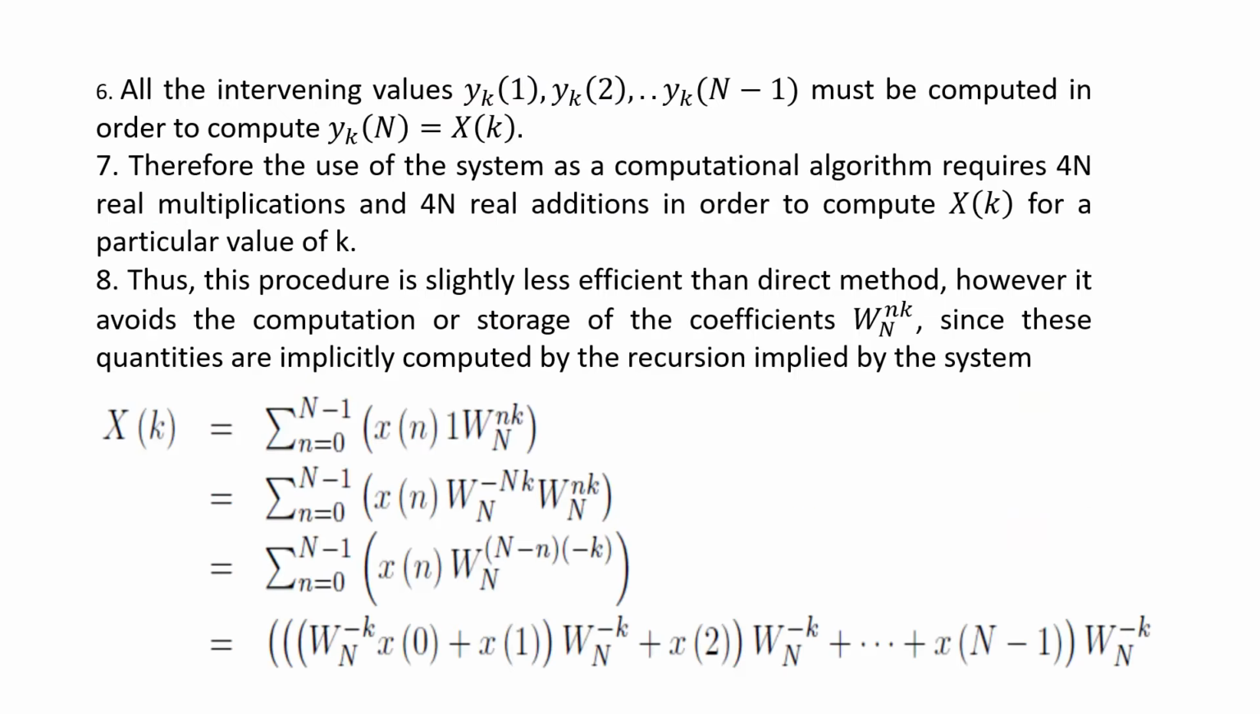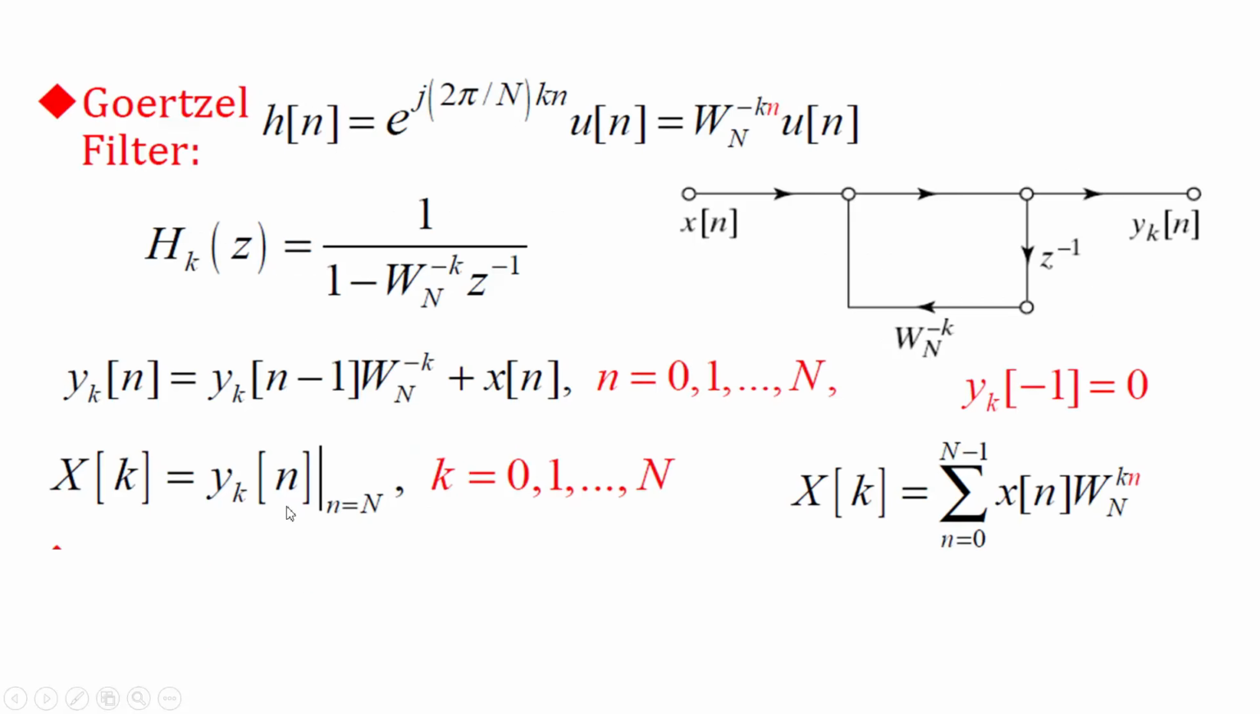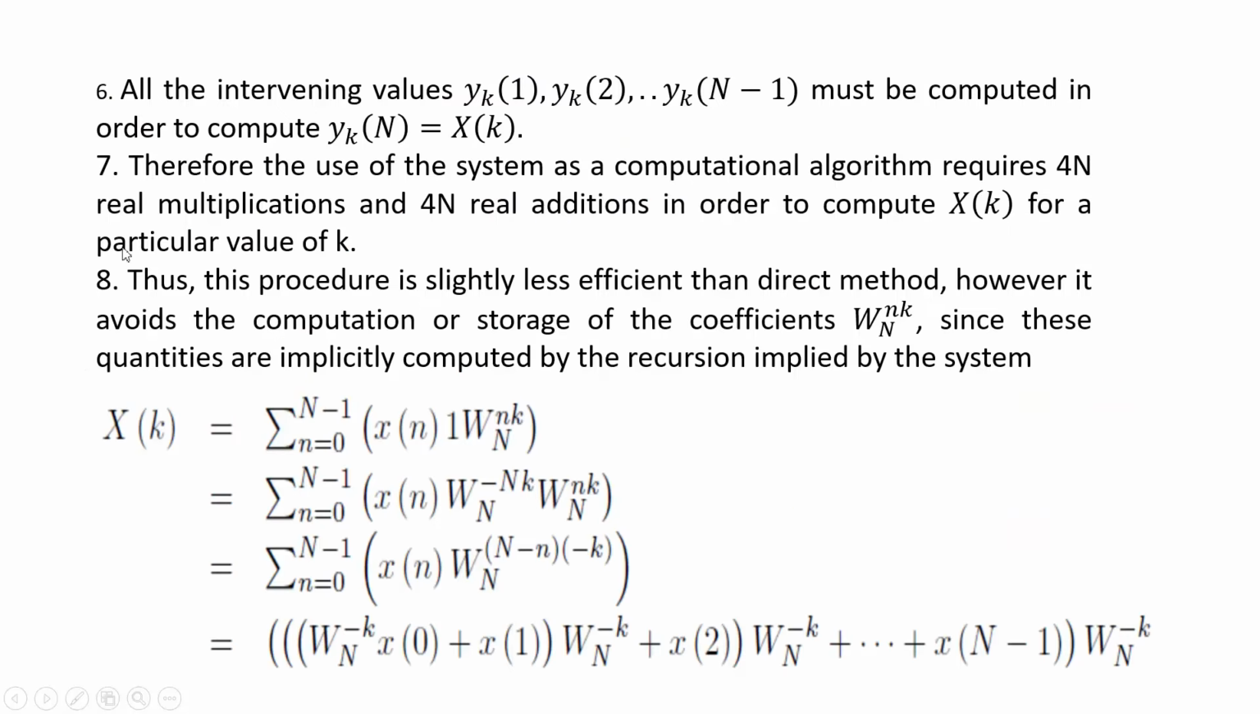All right. Now all the intervening values. So we have to calculate y_k[N], but all the intervening values of y_k[n], y_k[2], up to y_k[N minus 1], must be computed in order to compute y_k[N] equal to X[k]. Therefore, the use of the system as a computational algorithm requires 4N real multiplications and 4N real additions in order to compute X[k] for a particular value of k. Thus, this procedure is slightly less efficient than the direct method.